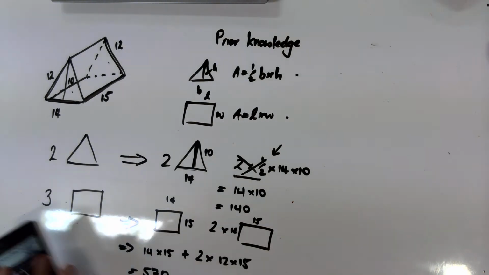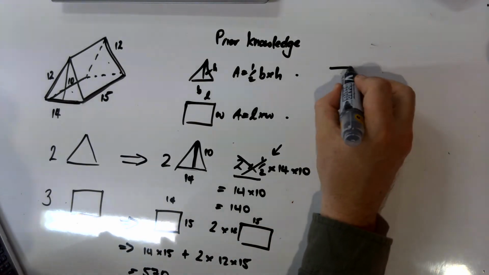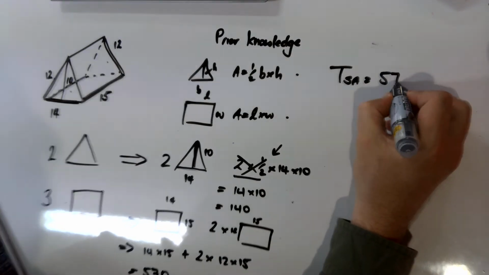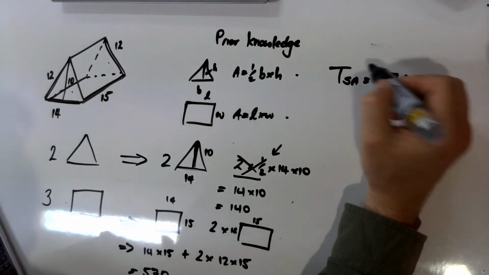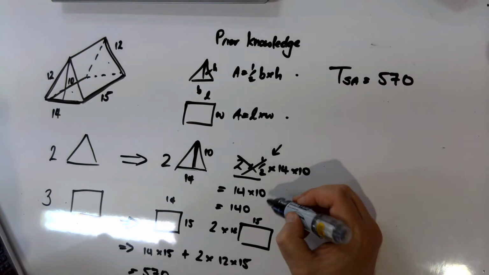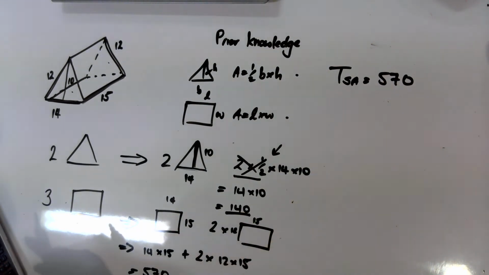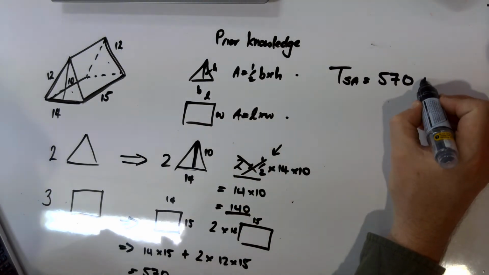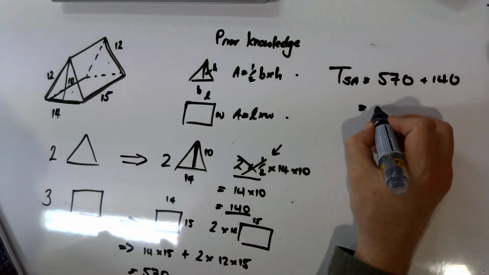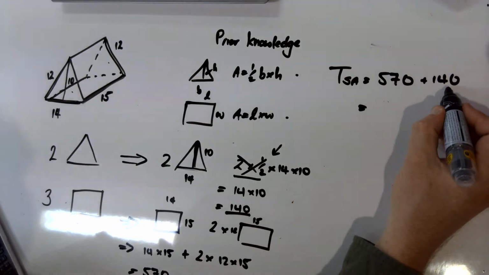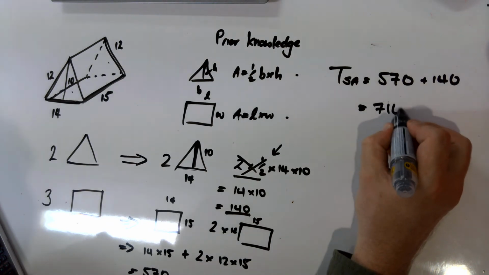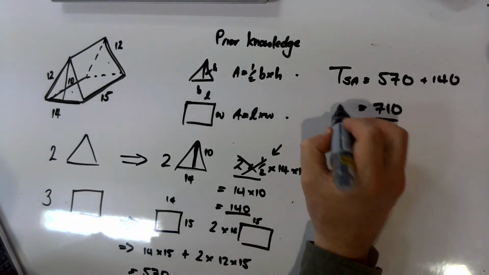And of course, the problem is I haven't finished it off, because not only do I need to do the rectangles, which I've said was 570, so that's my 3 rectangles. But I also need to add this bit here that I worked out, and I should have underlined it, which of course are my 2 triangles. I'm going to add that for 140. And that is going to give me 710 in total as my answer.